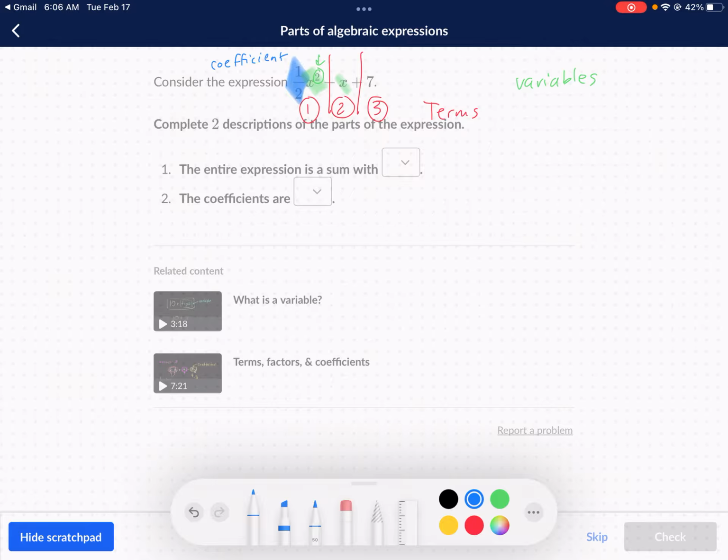And the last thing is called a constant. So a constant is just a number by itself. Now, it cannot have a letter next to it, and any letter or variable by itself does not count as a constant. It has to be a number. So those are like the quick rundown of all the different parts of an algebraic expression.